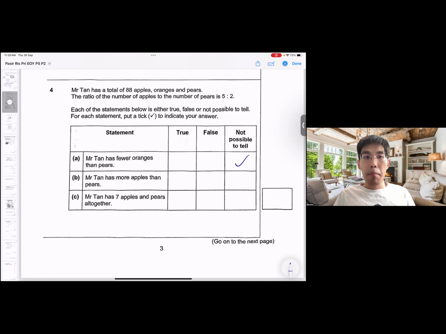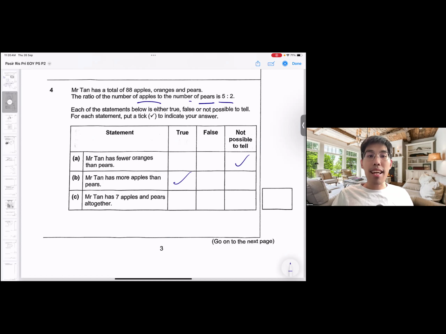Okay. B. Mr. Tan has more apples than pears. This one is confirmed yes, because they already mentioned the ratio of apples to pears is 5 to 2. So apples have 5 units, pears have 2 units, so apples are definitely more than pears. Okay.